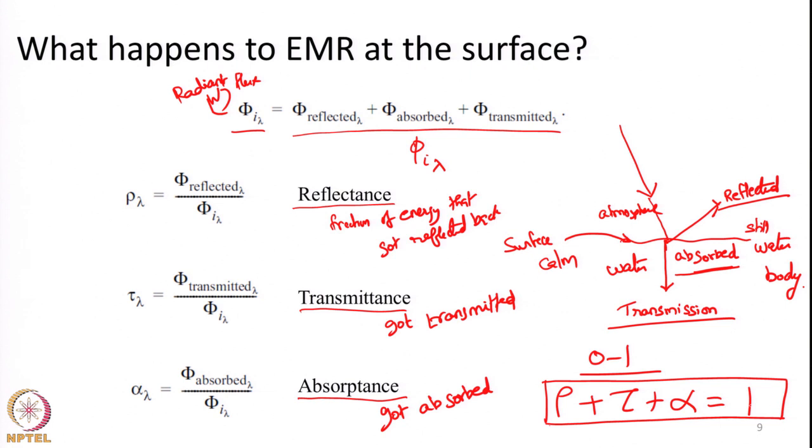And one more thing, here we took an example of water. If it is a land surface, like hard rocks beneath it, then transmittance will be 0, because energy cannot transmit through rocks. So what essentially will happen is the total incoming energy either has to be reflected or has to be absorbed. So there will be some reflectance and some absorptance.